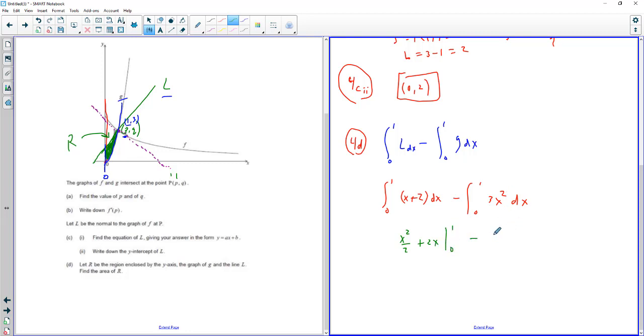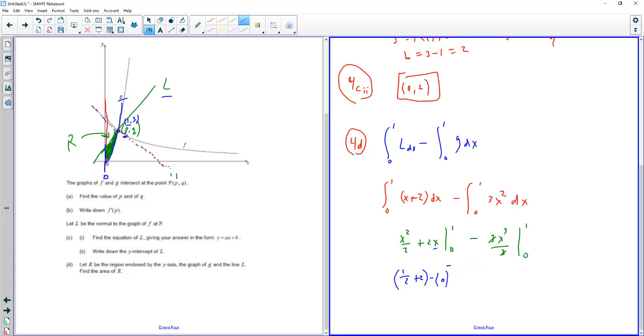And then we're going to do the same thing here. We're going to add 1 and divide by the new power. This is going to be 3x cubed over 3 between 1 and 0. And of course you see the 3's cancel. Okay, so what I'm going to do is plug in this 1 here into both these x's. So this will give me 1/2 plus 2, and then I'll plug in the 0 into both x's and I'll subtract that. Of course that'll just give me 0.